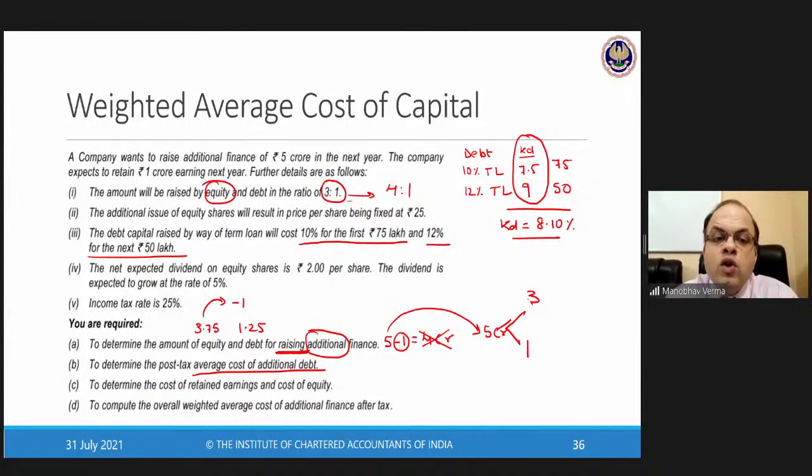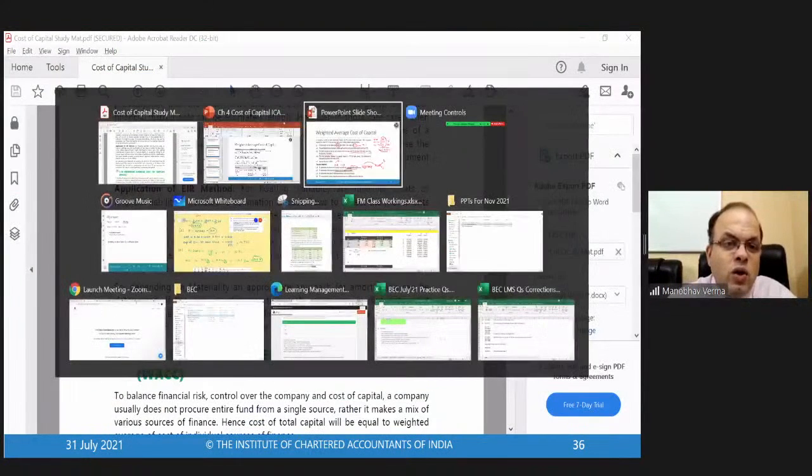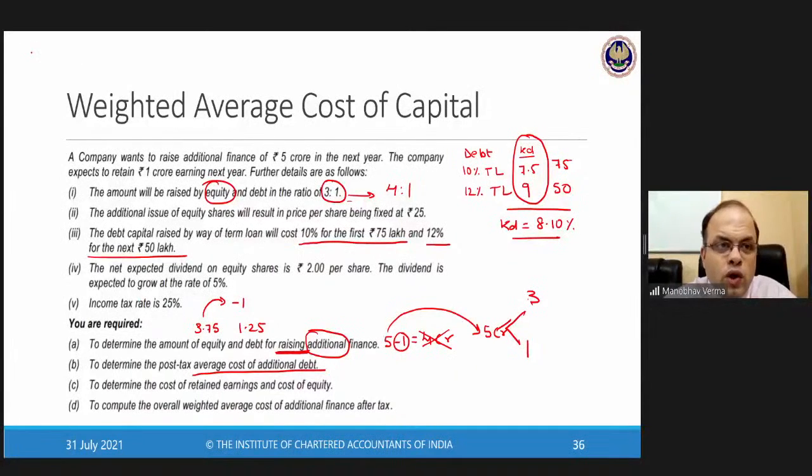To determine the cost of retained earnings and cost of equity. Now, the interesting factor is we need to understand the cost of retained earnings and equity. Luckily, in this case, we're talking about additional finance as such. We're not here to calculate two different rates. So we use the dividend growth model. So what is that here in this case? So looking at cost of equity, then let's do it on the top.